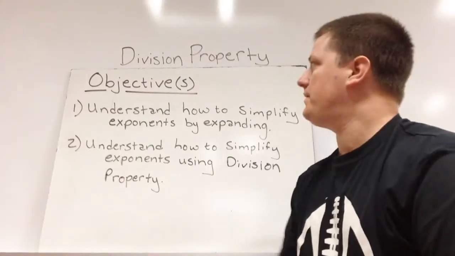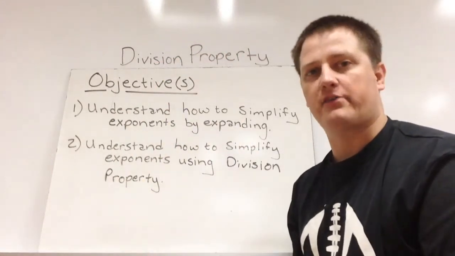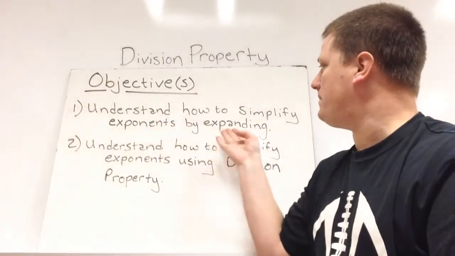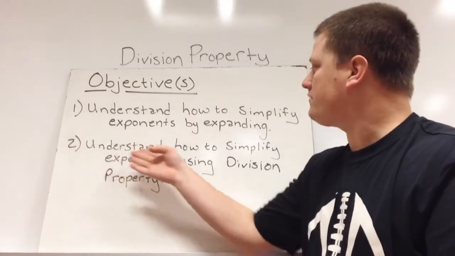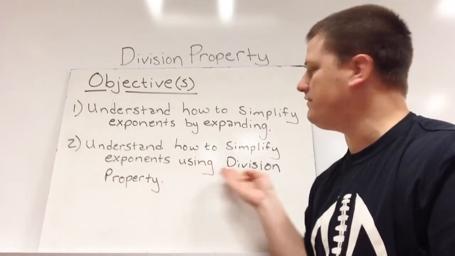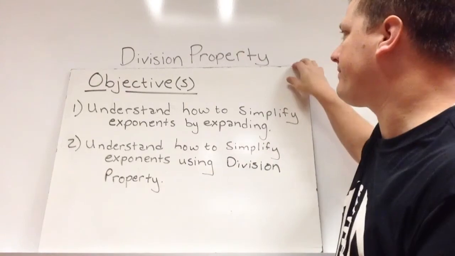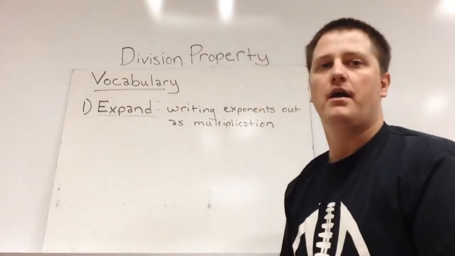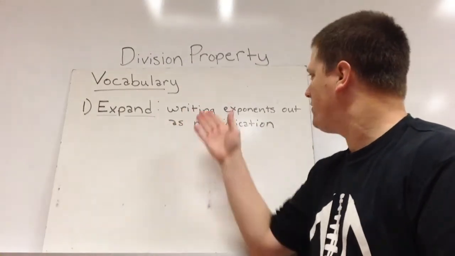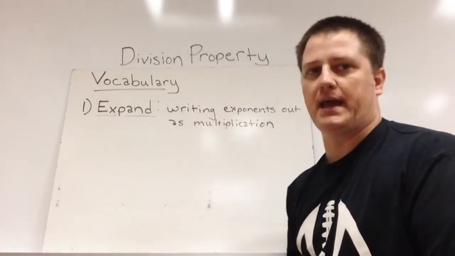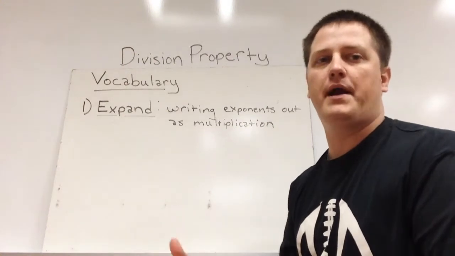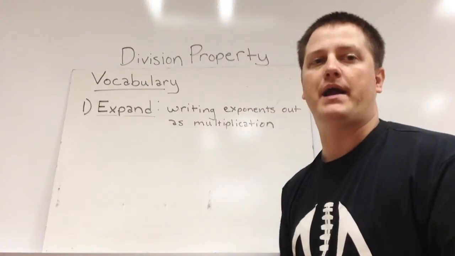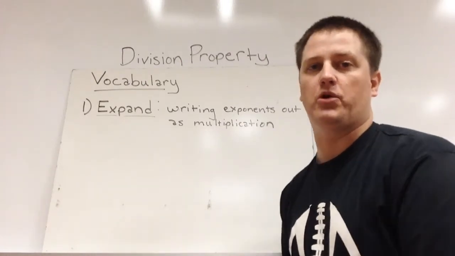In this lesson, we're going to be looking at the division property of exponents. Our objectives: understand how to simplify exponents by expanding, understand how to simplify exponents using the division property. Vocabulary: expand, writing exponents out as multiplication. So instead of 3 squared, we write 3 times 3. Instead of x to the 5th, we would write 5 x's, all being multiplied.